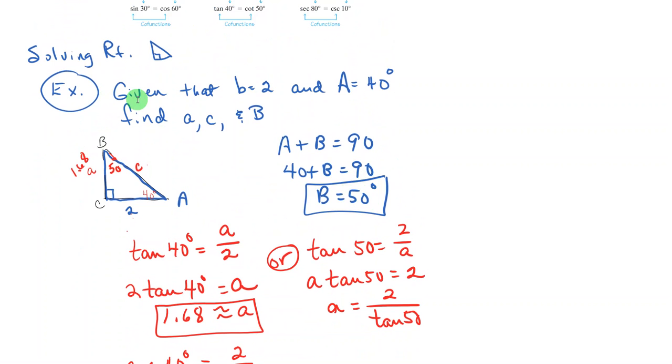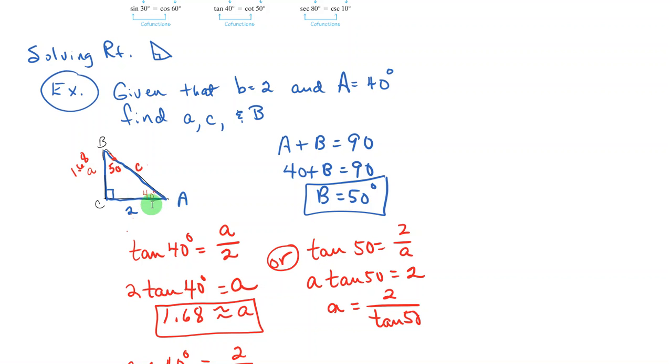All right, now let's see what we would do if we were trying to solve this right triangle. You're given that b is 2. Now that's lowercase b, so that's the side. So that's here. And angle A, capital A, is 40 degrees. Find a, c, and angle B. So you're supposed to find all the other parts. Well, we always know in a right triangle that the other two angles besides the right angle have to add up to 90. So you can solve for angle B real quickly. So we've got angle B is 50.